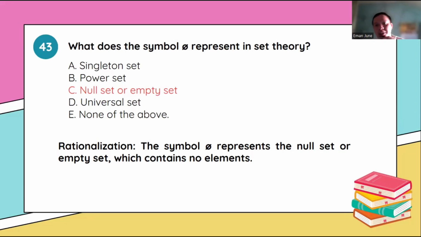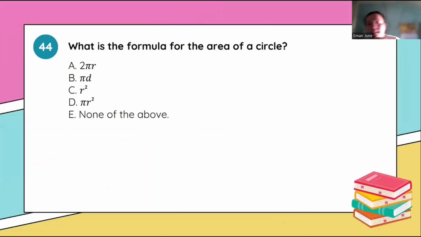So let's have the rationalization. The symbol, this one, represents the null set or the empty set, which contains no elements. So the answer for number 43 is letter C, null set or empty set. For question 44, what is the formula of the area of a circle?